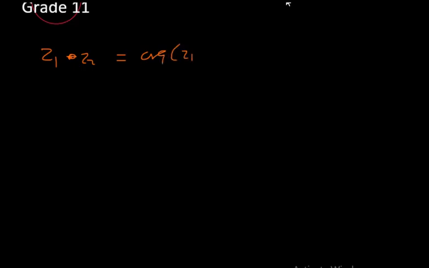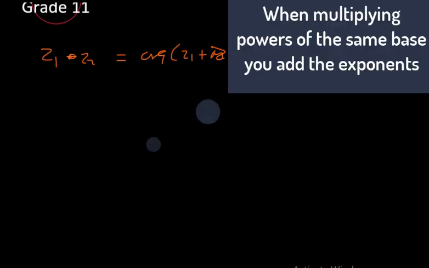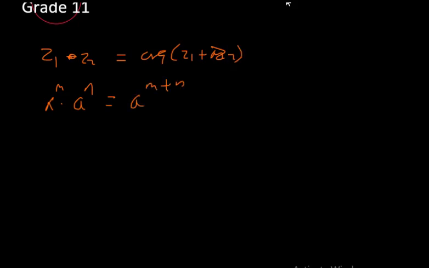Okay, so when multiplying complex numbers in polar form, you add the arguments, right? If you have z1 times z2, you are going to add the arguments: argument of z1 plus argument of z2. We have two complex numbers. And when multiplying powers of the same base, for example a to the power of m times a to the power of n, you are going to add the exponents, a to the power of m plus n. There is some kind of relation here.